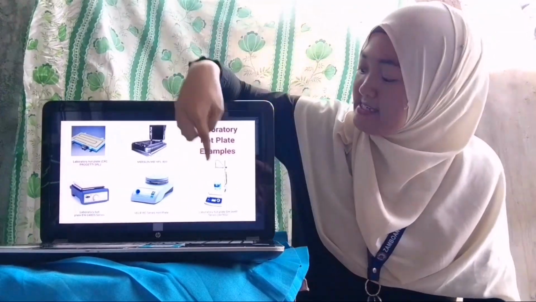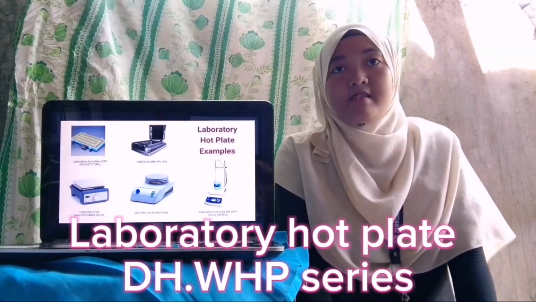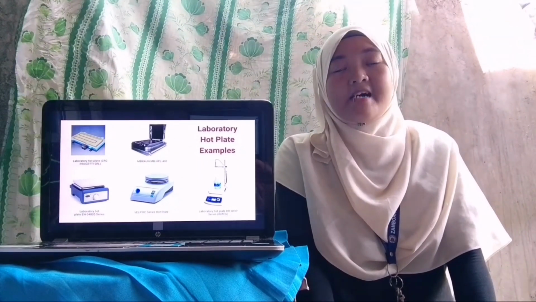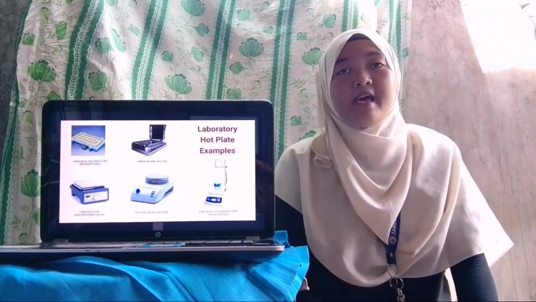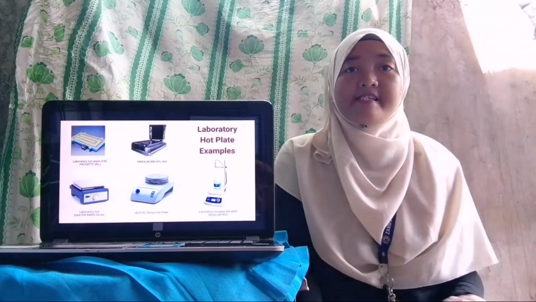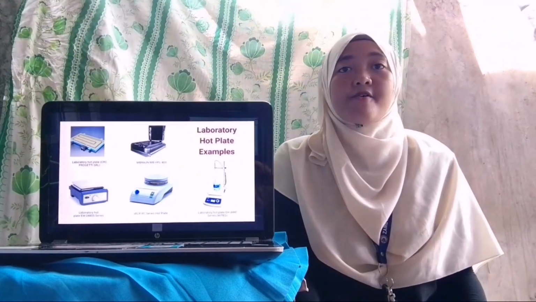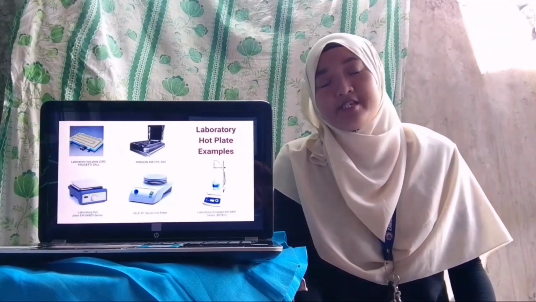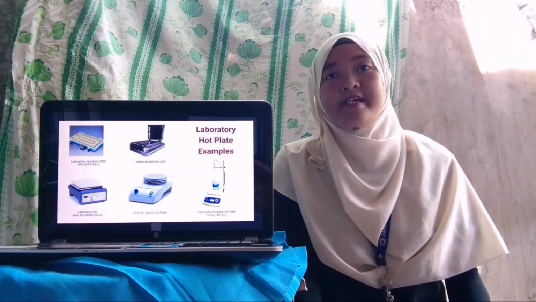Last of the examples is the laboratory hot plate DH point WHP series, also called WITEG, Labortechnik GmbH. These have two featured items: the closed coverage type and the intelligent fluid management system, which directs accidentally spilled liquid away from the device interior, protects the device against internal corrosion, and extends its lifespan. Also, it's ideal for applications requiring high temperature in the lab, such as sample drying and general heating.